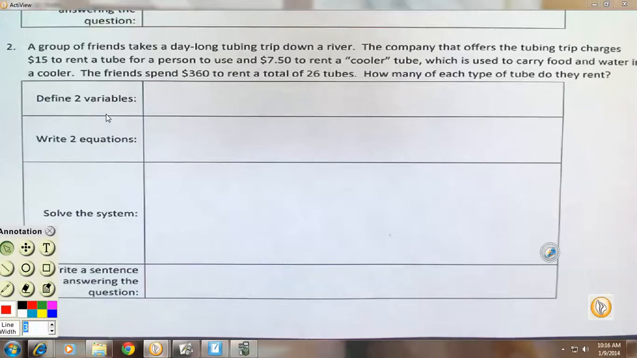So let's go ahead and let X be... X could be the number of what? Tubes. Number of tubes, okay. Which means Y is going to be cooler tubes, the number of cooler tubes.